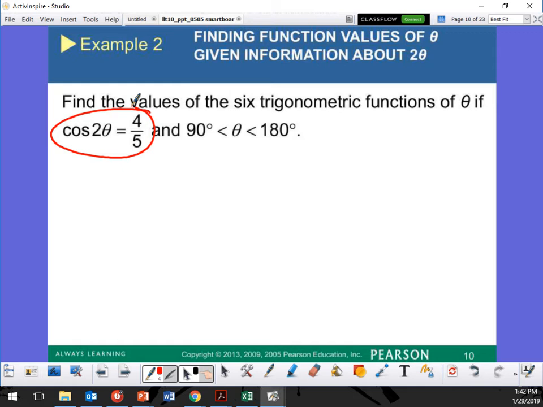Which formula do you want to plug it into? 1 minus 2 sine squared? Okay, good. So it's going to be 4 over 5 is equal to 1 minus 2 sine squared theta. There we go. So by plugging that in where I did, I'm changing a double angle into a single angle.